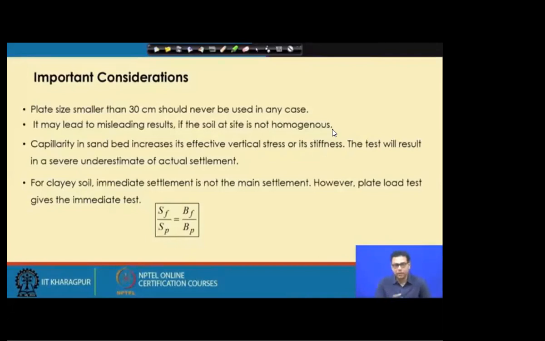So, it has some advantages. We will get the data from the field itself, but it has some limitations also. Another one: in clay soil, we know the consolidation settlement, or the time-dependent, long-term settlement, is the major thing, but here we are getting the immediate settlement. So if I use this settlement, then we have to use these expressions. This is the expression for clay soil.